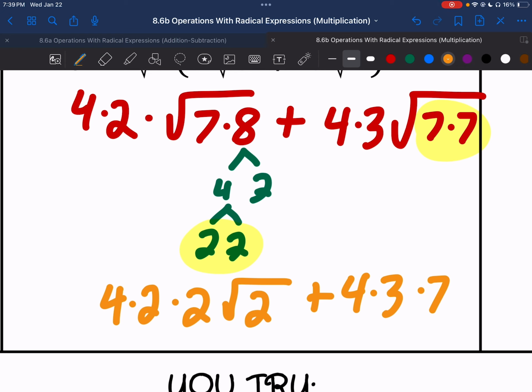And so now our final step is to combine our terms and do the multiplication. 4 times 2 is 8, times 2 is 16. And we've got 4 times 3 is 12, times 7 is 84. So that was 16 square root of 2 plus 84.